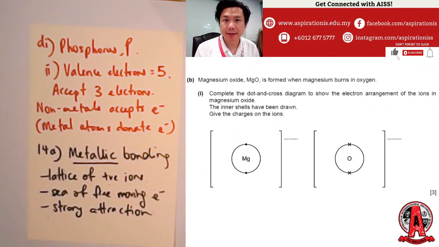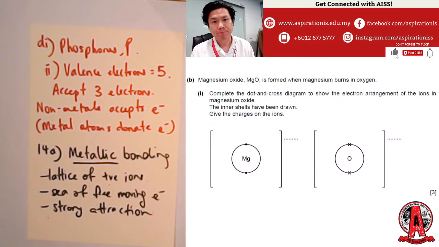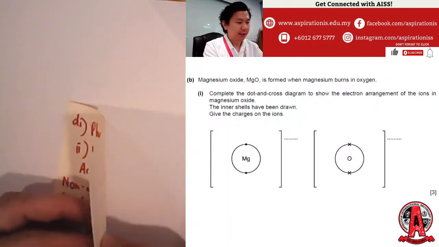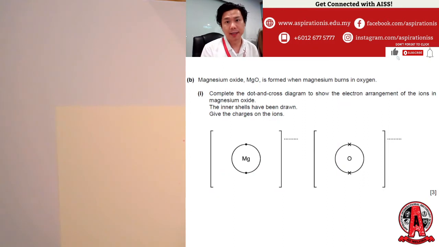The dots and crosses diagram. Magnesium oxide is formed when magnesium burns in oxygen. So to complete the dots and crosses diagram, showing the electron arrangement in magnesium oxide. Usually they want you to show the electrons in the negative ion, but I guess in this question you need to show both. They used to only want the electrons in the negative ion, but now they want them in both.